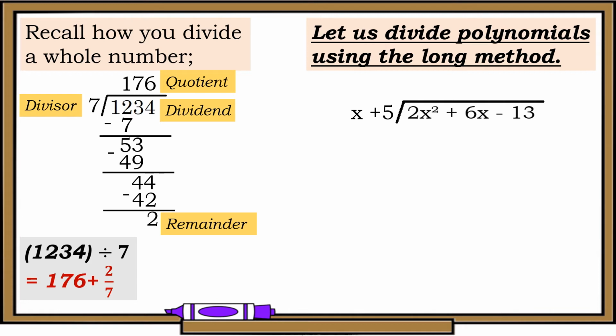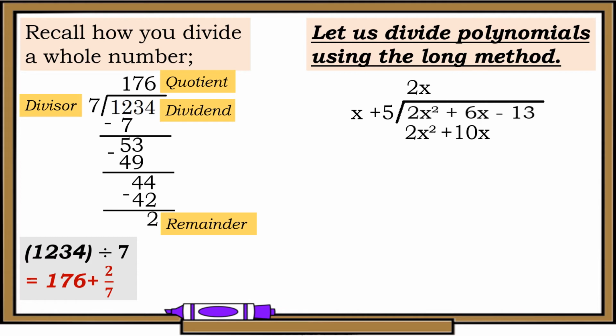First step, in the dividend, divide the first term, 2x squared, by the first term of the divisor. So, 2x squared divided by x is 2x. Then, you multiply. 2x times x is 2x squared. Then, 2x times positive 5 is positive 10x.